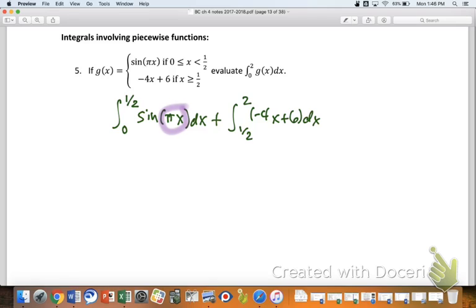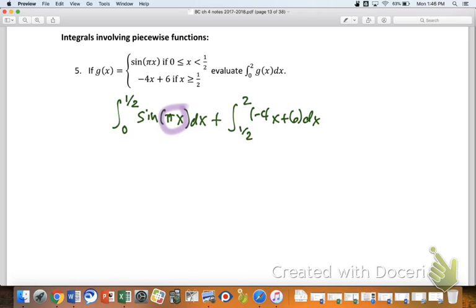Depends on when it showed up. If it showed up anywhere before us doing 4.5, then I have to do it that way just because you hadn't officially learned how to handle the sine of pi x yet.